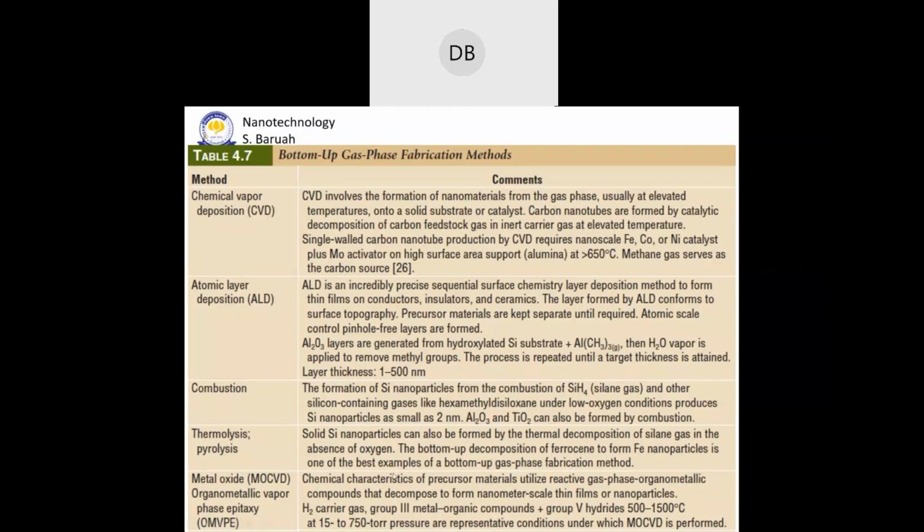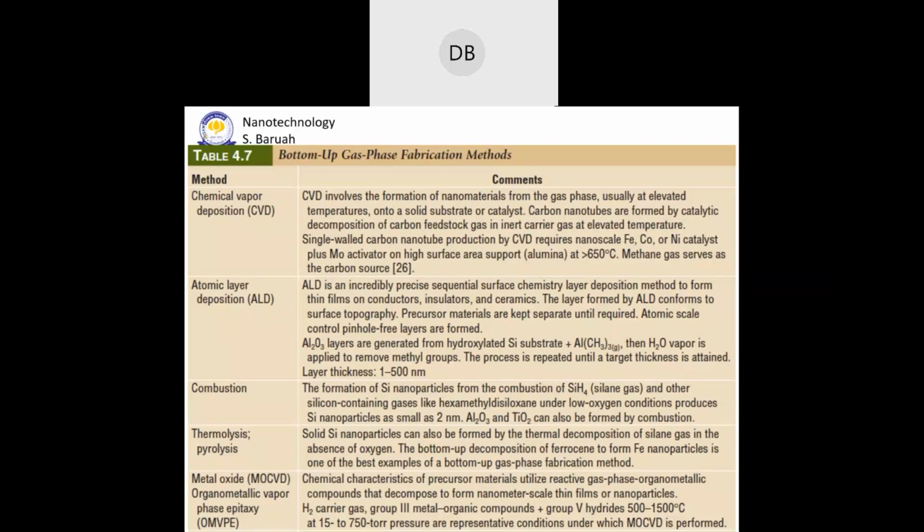Another very popular process is the metal oxide organometallic vapor phase epitaxy method. Epitaxy is basically the natural forming of a thin layer of oxide on the surface of a material. That means if you have an iron rod lying outside, gradually it starts rusting. You've seen that all your iron pipes start rusting. What is rust? It is simply iron oxide.